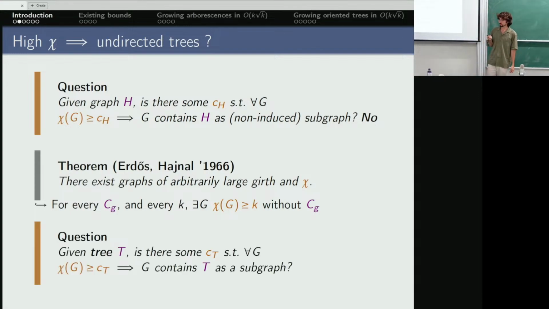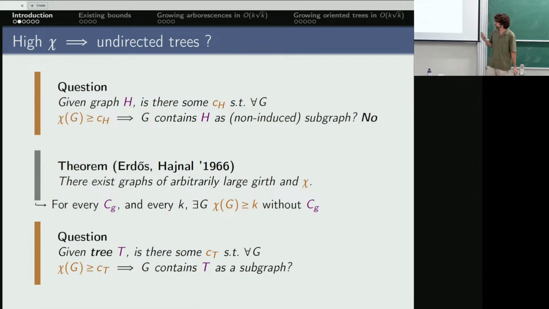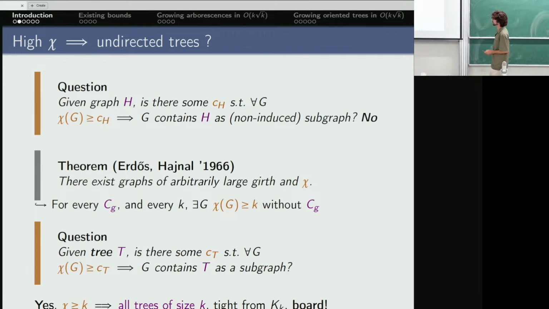So the only question you can really ask is, given a tree T, is there some constant such that chromatic number greater than that constant guarantees you T as a subgraph? And the answer is yes, and actually all trees on k vertices are contained in graphs of chromatic number k, and this is tight from the clique, because the clique has chromatic number k and has k vertices, so it will be hard to build a tree of size more than k in it. So let me give you a rough proof.